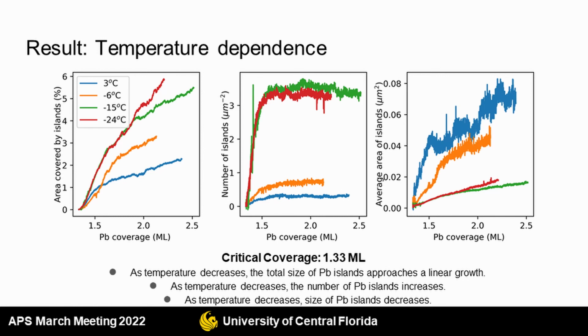Now, the reason why the -24 degrees Celsius, our coldest temperature, does not have more islands indicated than the -15 degrees Celsius is because as our temperature decreases, the islands start to clump together, thus reducing the total number of islands. On the right, the average area of islands, we can see that the higher temperatures tend to have an average area greater than the lower temperature. This is because, as we know, at higher temperature, atoms diffuse more.